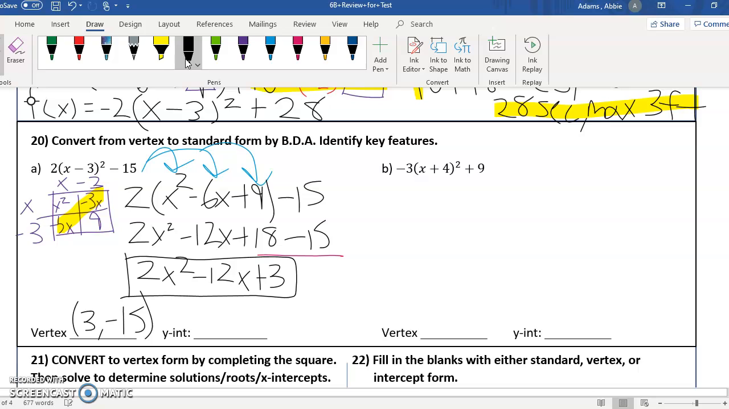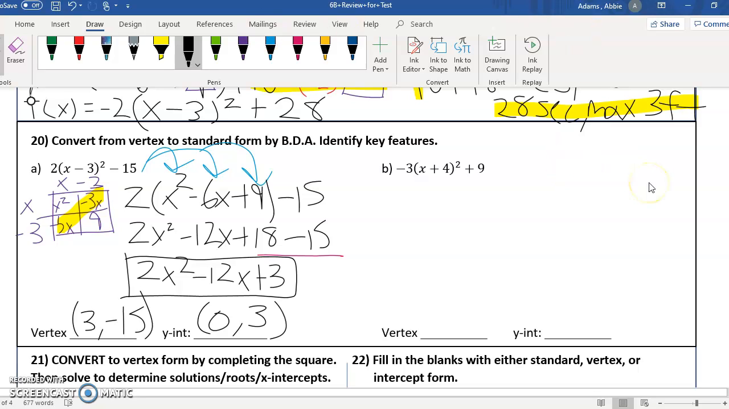So with standard form, your y-intercept is your c value, so your constant at the end. So our y-intercept, our x value is 0, and the y value is 3 for example A. All right, so that was easy enough. Let's go to example B.